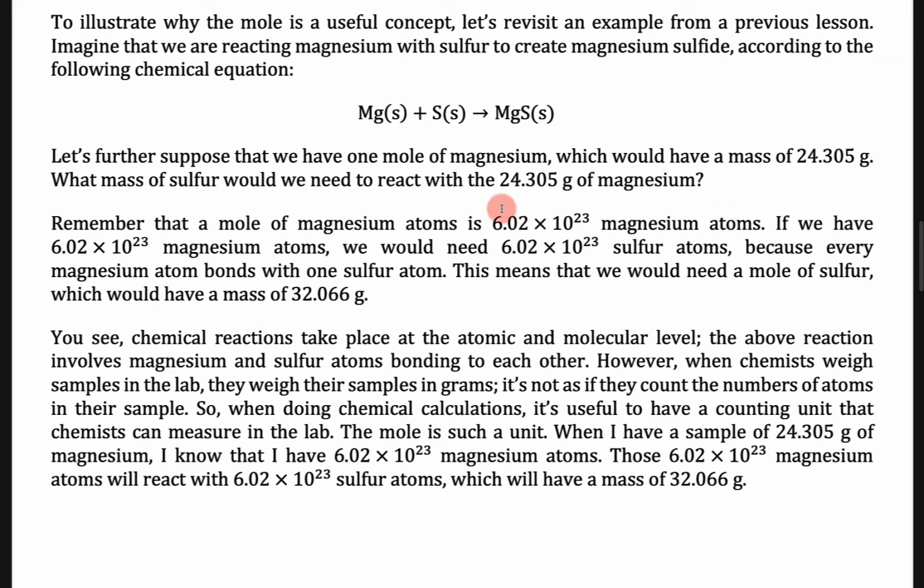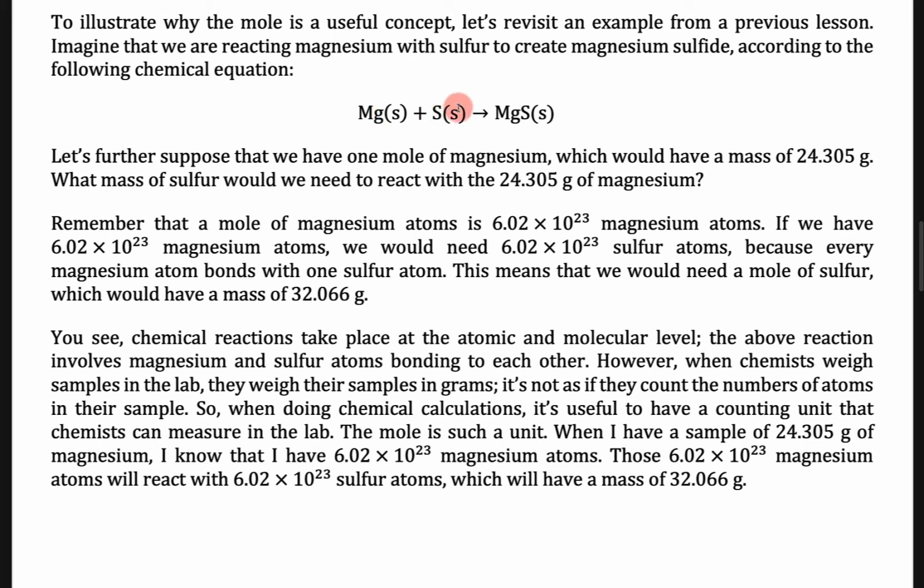Now, if we have 6.02 times 10 to the 23 magnesium atoms, we would need that same number of sulfur atoms, because every magnesium atom bonds with one sulfur atom. Right? If every magnesium atom bonds with one sulfur atom, then if I have 602 hexillion magnesium atoms, I'm going to need 602 hexillion sulfur atoms. So if I started with a mole of magnesium, then I am going to need a mole of sulfur to react with that mole of magnesium.